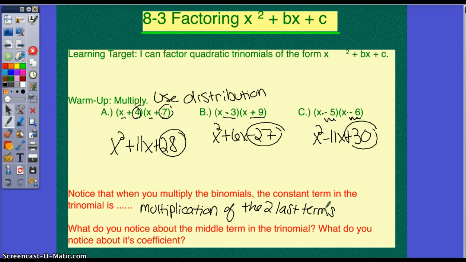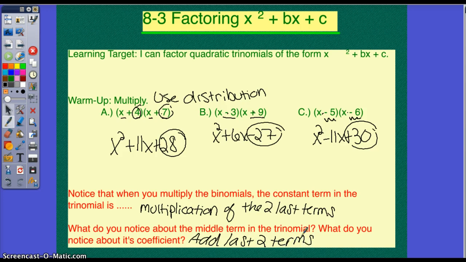What do you notice about the middle term of the trinomial? And what do you notice about its coefficient? Well look at 4 plus 7 is 11. Negative 3 plus positive 9 is positive 6. Negative 5 plus negative 6 is negative 11. So you add the last two terms.